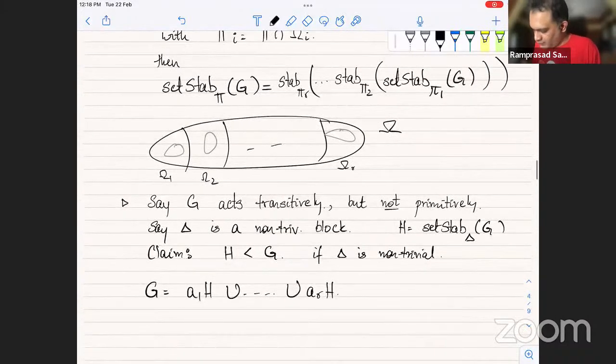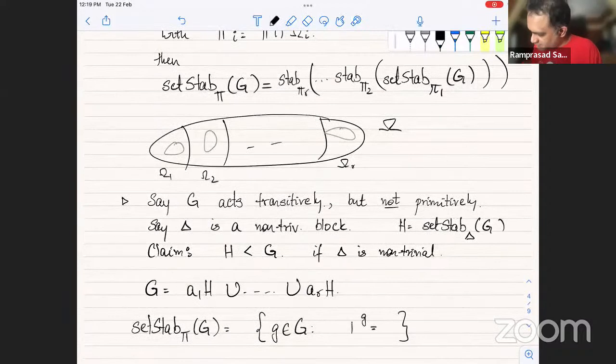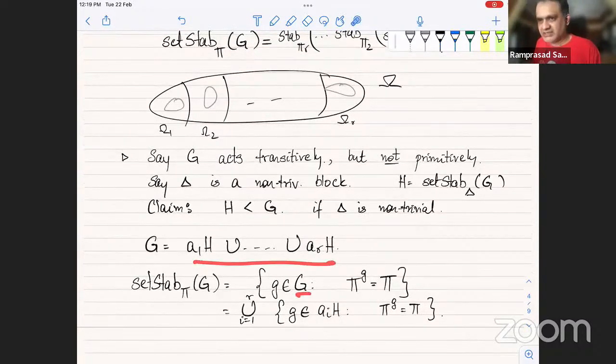Okay, and what was our set stab? What are we interested in? We are interested in set stab pi of G, which was the set of all g in G such that pi to the g is equal to pi. And I'm just going to write this as a union over i going from 1 through r of the set of all g in a_i H such that pi to the g is equal to pi, because I know that G equals the union of these cosets.